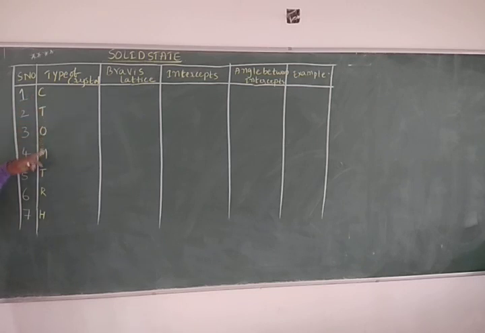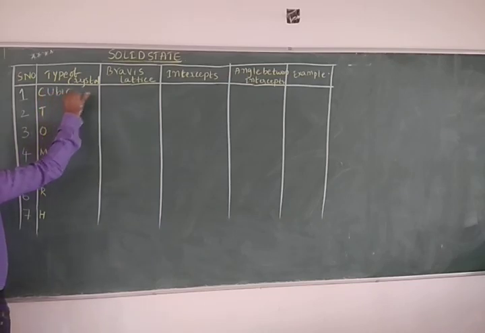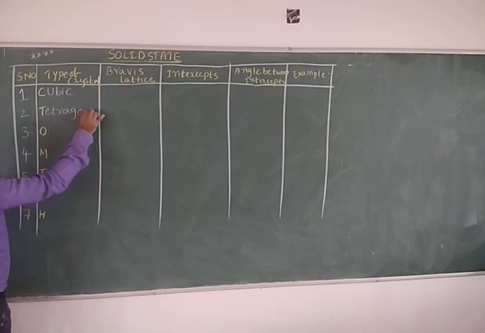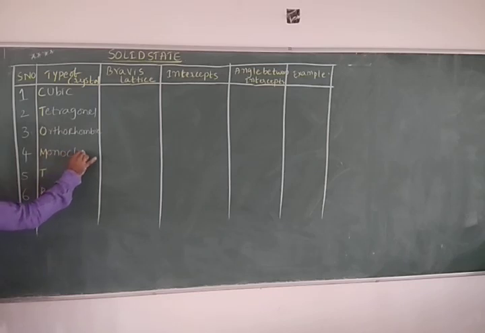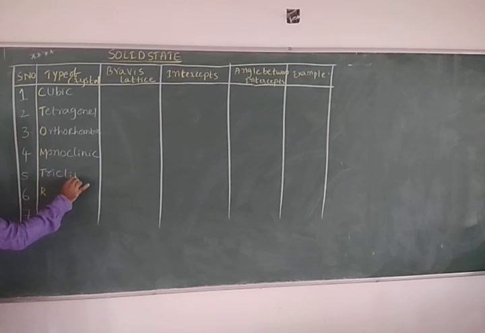First one CTO, MTR, last one H. Is it clear? Now, C means cubic, T means tetragonal, next O means orthorhombic. Now M is our masala, and it is monoclinic. Next triclinic, and next one rhombohedral.